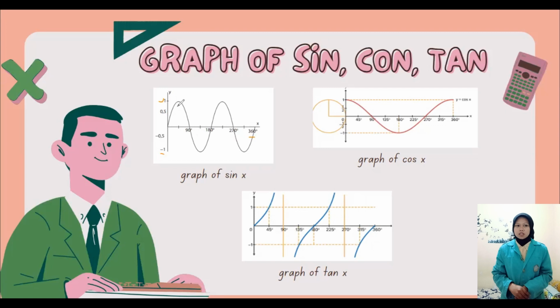Amplitude is the farthest deviation of a trigonometric function point from a horizontal line. The value of the amplitude is 1 and the graph of the sin x function starts from y equal to 0.